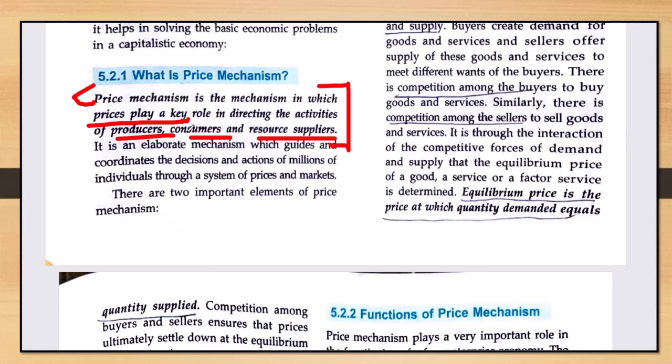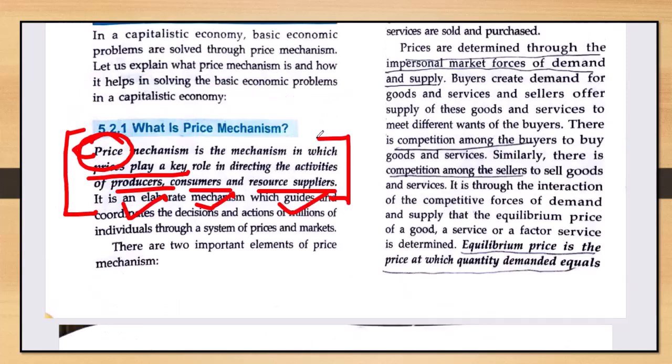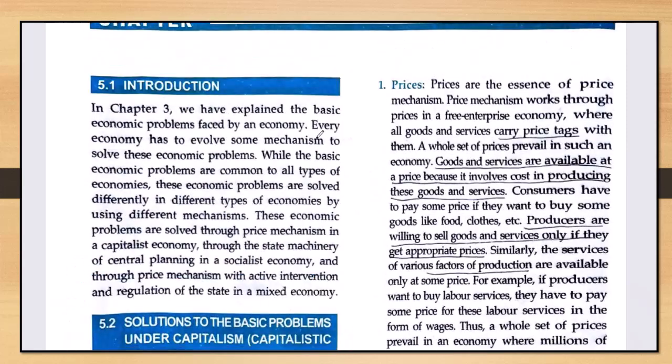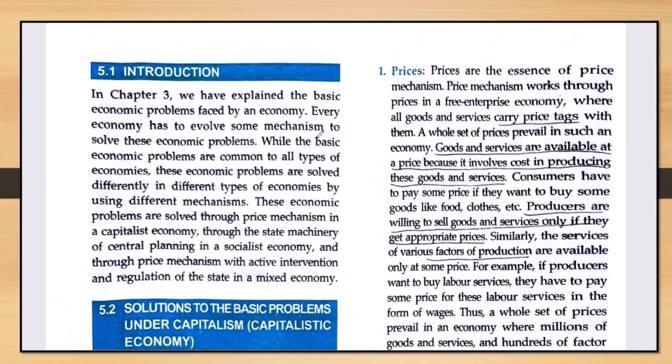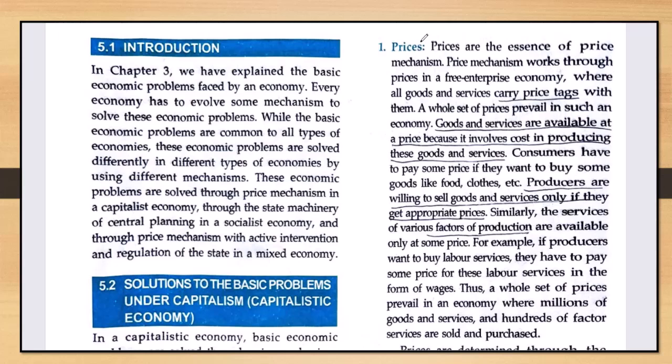So here, in a capitalistic economy, what is the main thing? Price. And this price is the key role for all the economic activities for whom? The producers, the consumers, and the resource suppliers. Let's see how this price mechanism works. For understanding price mechanism, we have to understand two main things. First is the price. So what is basically a price?